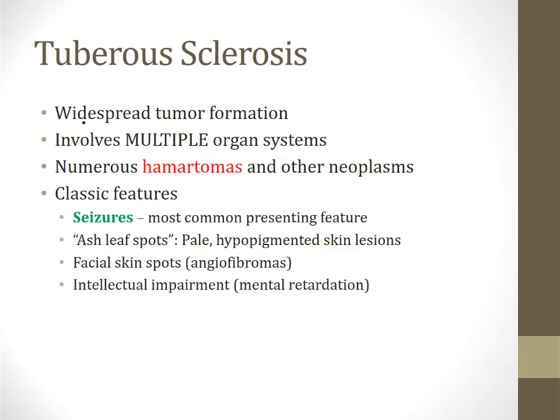Tuberous sclerosis leads to widespread tumor formation in multiple organ systems. Usually the tumors that form are hamartomas, although in some cases they are other neoplasms. However, if you just remember that hamartomas are the hallmark lesion, you can usually answer questions about this rare disorder. It is hard to remember all the different organ systems that are involved.